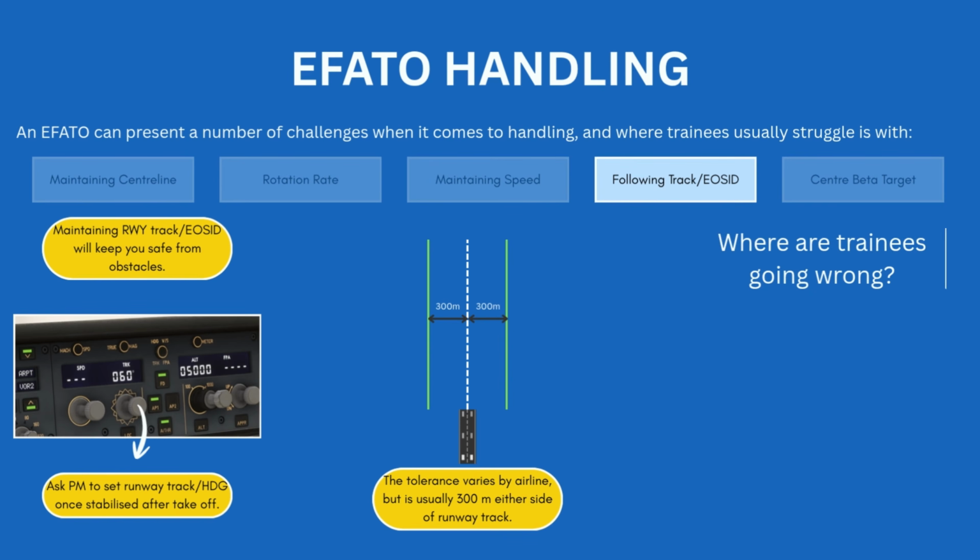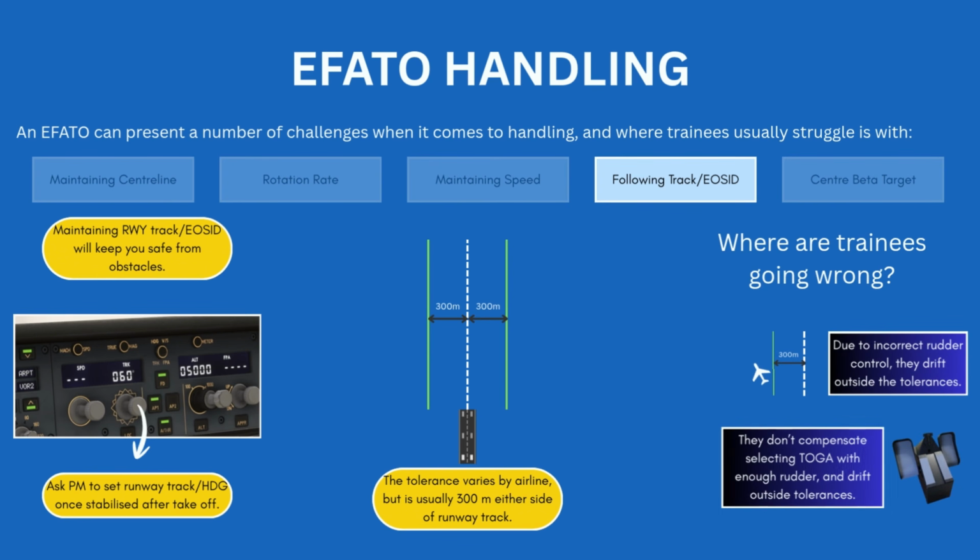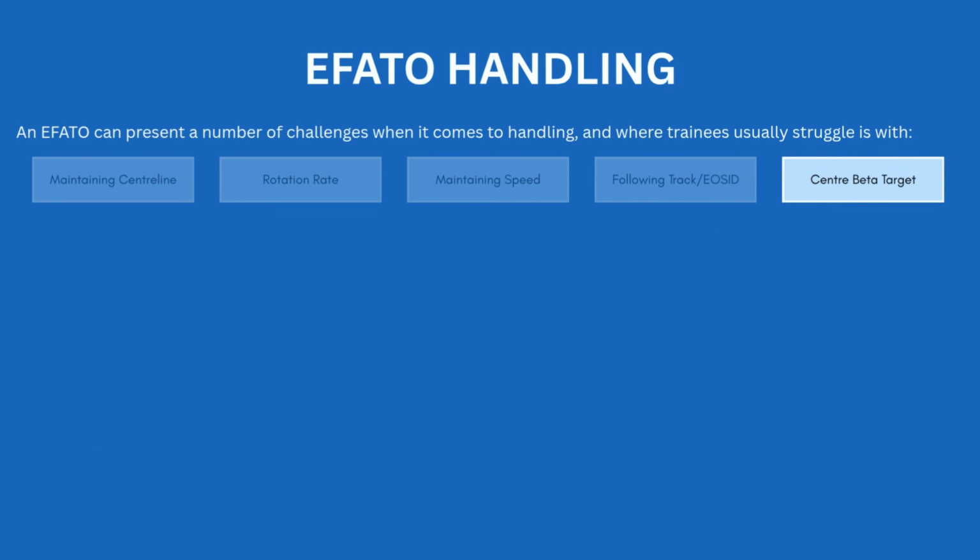And where are trainees going wrong? Due to incorrect rudder control, they drift outside the tolerances, and they don't compensate selecting toga with enough rudder and drift outside tolerances. The final challenge we will cover today is the centering of the beta target.